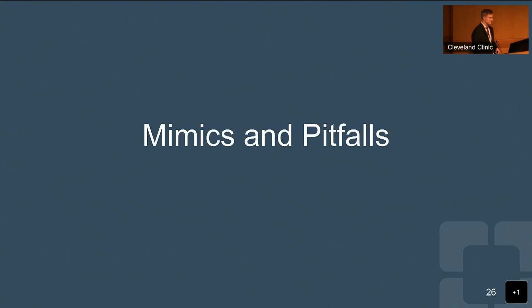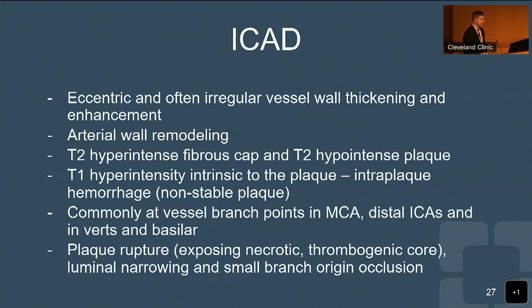And then we'll touch on some mimics and pitfalls. So mimics of vasculitis and mostly pitfalls of vessel wall MRI to be aware of when interpreting these images. The first one, intracerebral atherosclerotic disease, we'll talk about again, because we commonly see this. So again, eccentric and often irregular vessel wall thickening and enhancement.